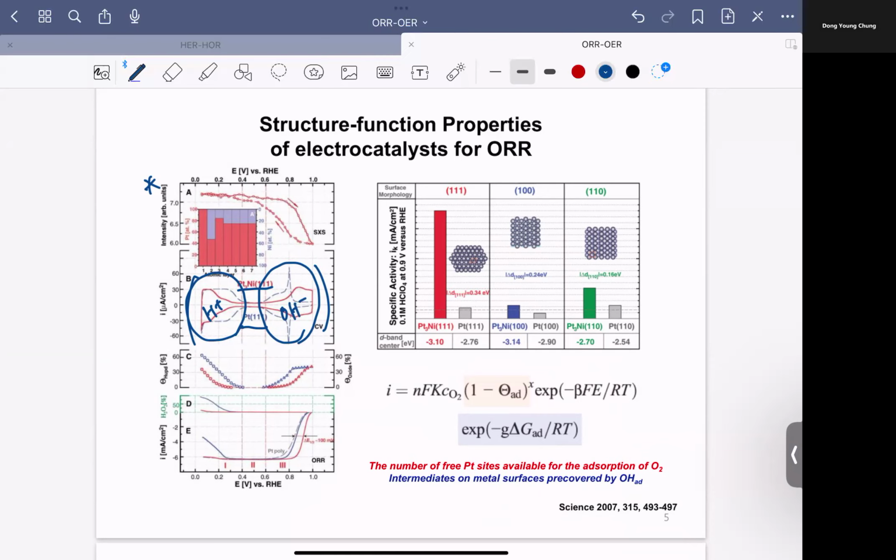So let's think about what happened in the basal plane of platinum 111, for example. In the cyclic voltammetry, if you change the potential from 0.05 to a higher potential, in this region there is proton desorption, right? So at 0.05, the hydrogen, the proton, is adsorbed on the surface. So this is the starting point, right?